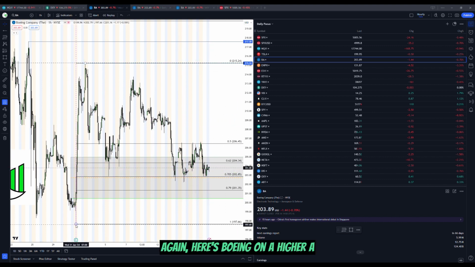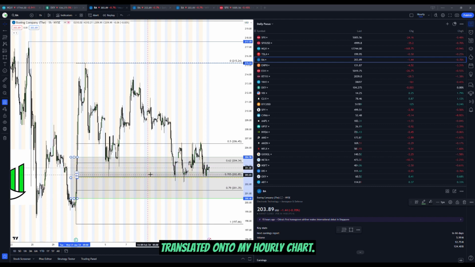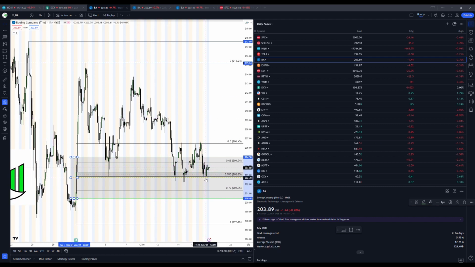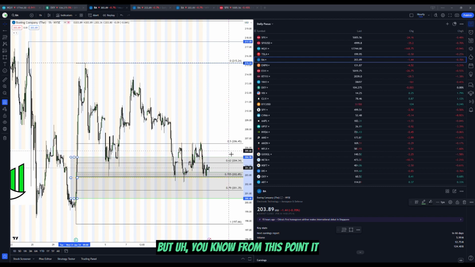But again, here's Boeing on a longer, I guess you could say, type of market structure or trend, and you'll notice it's still bullish, right? Price is still in discount here. Does it need to come lower in discount? That would be the question, right? And we did ultimately get down into that bullish imbalance right there, and that's in discount as well. I do have a fatter level here, but this is either a 4-hour or a daily level that I just translated onto my hourly chart. But from this point, it doesn't look all that bad.